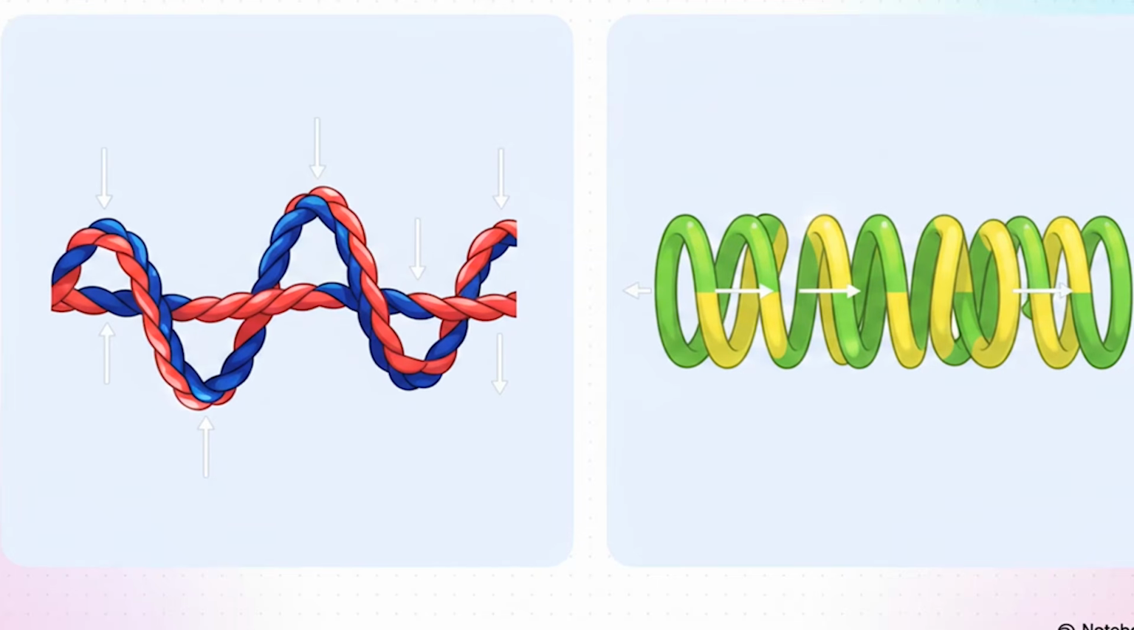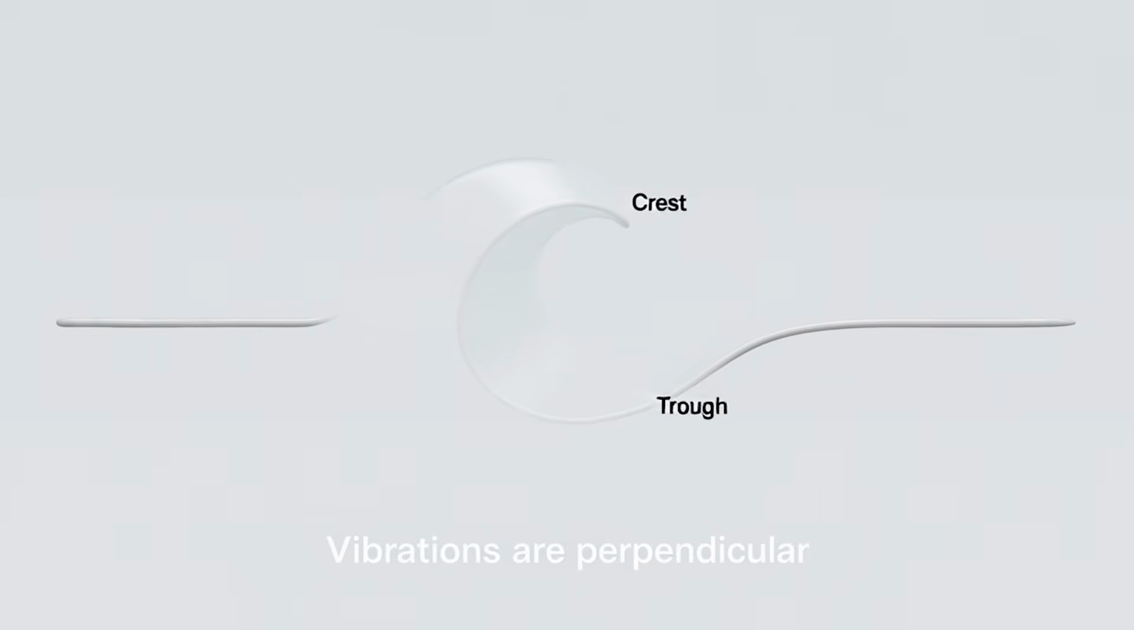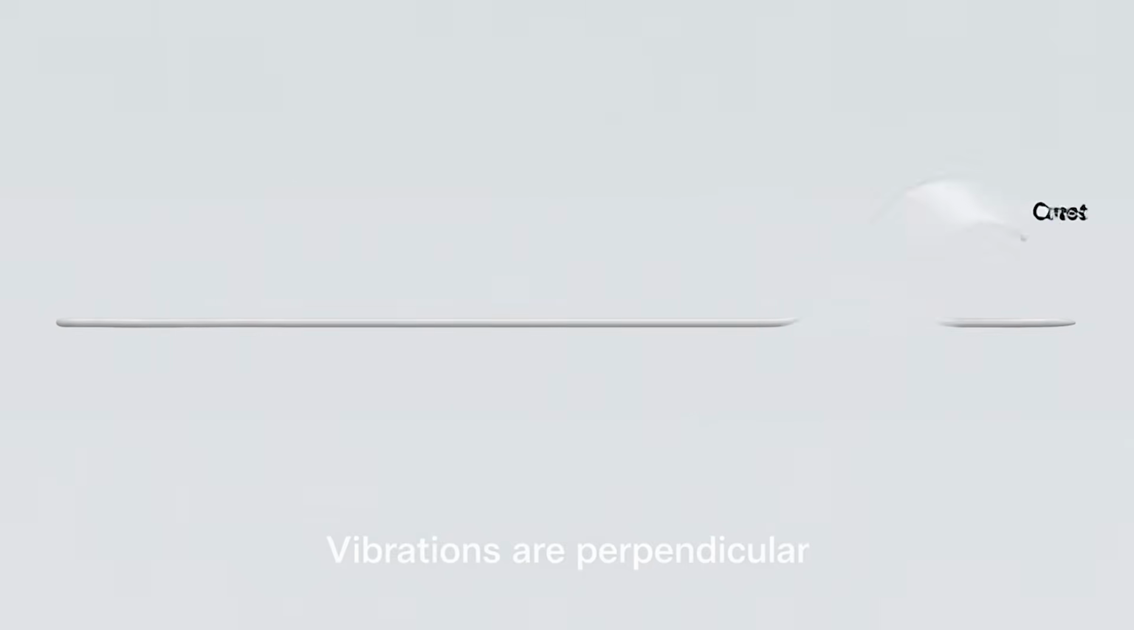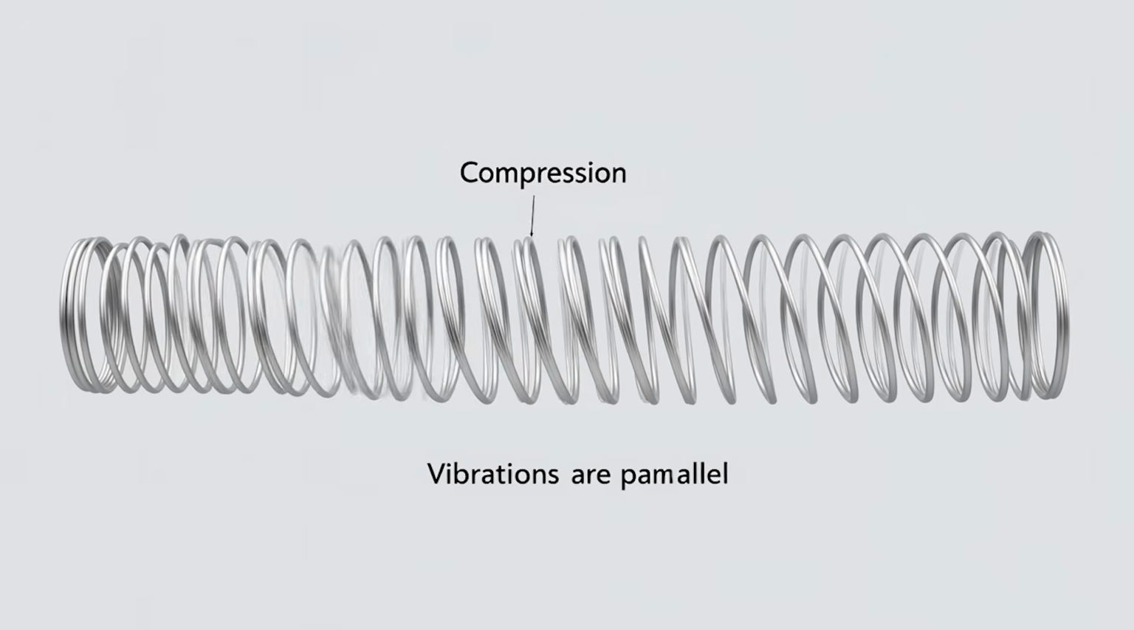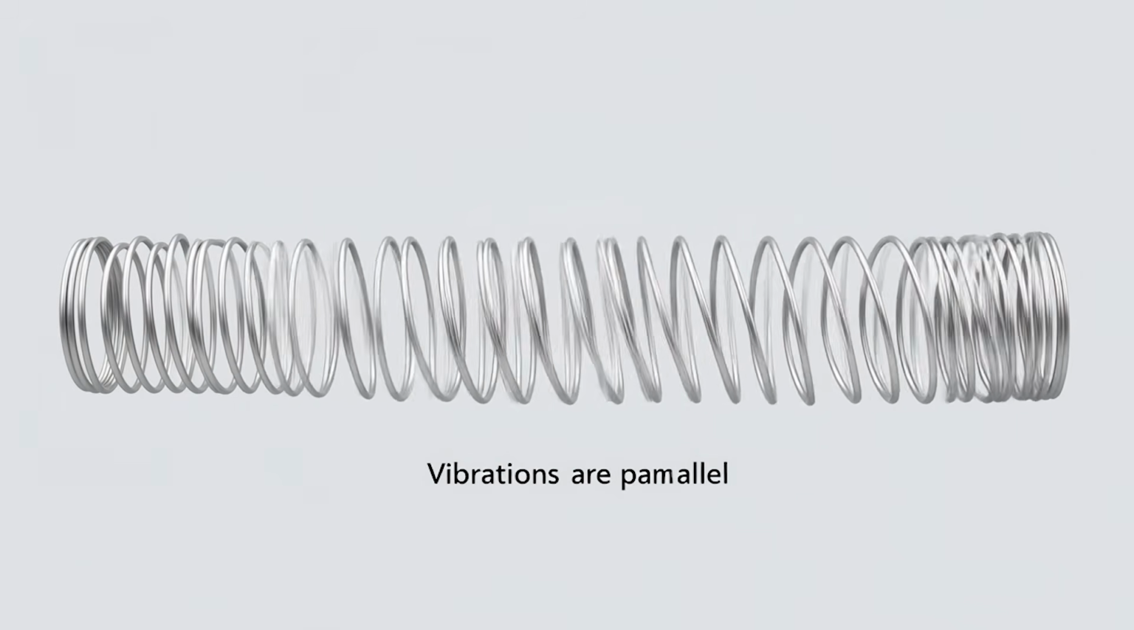So let's put these two movements side by side to make it crystal clear. Transverse means perpendicular, with crests and troughs. Longitudinal means parallel, with compressions and rarefactions. If you memorize these differences right here, you're going to do very, very well when you're tested on this.